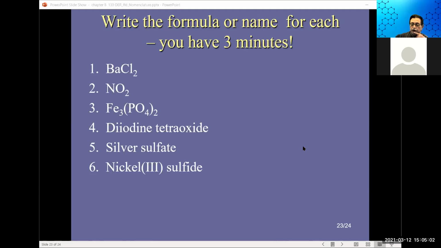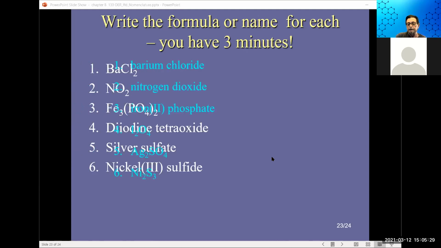And then silver sulfate. Sulfate, the ATE should tell you, go to the polyatomic ion table. It is SO4 -2. Silver is part of the 16. It always has a +1. So therefore, I need 2 of them. So I would have Ag2SO4.